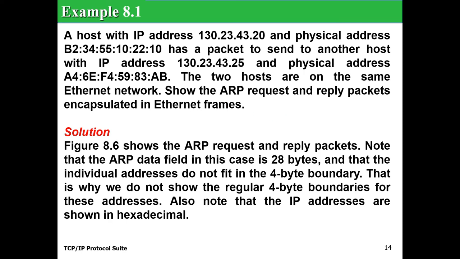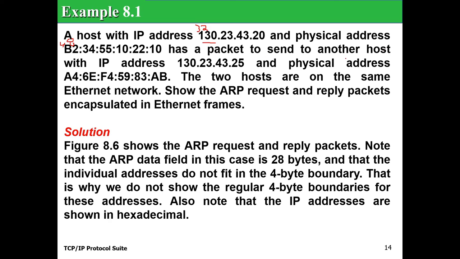So take a look at this example. A host with IP address 130. You remember what the class is for 130? It's class B. And the physical address, this is 32 bits, if you remember, because it's IPv4, and this is 48 bits. Remember, the IP address we write in decimal, separated by dots. The MAC address we write in hexadecimal, separated by colons.